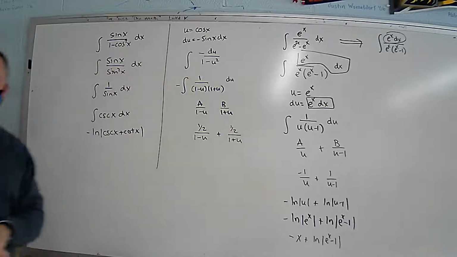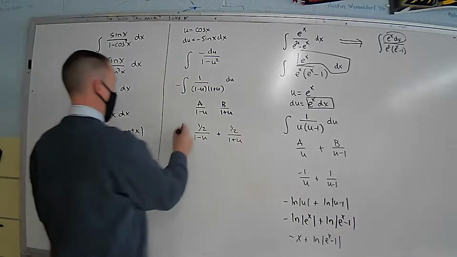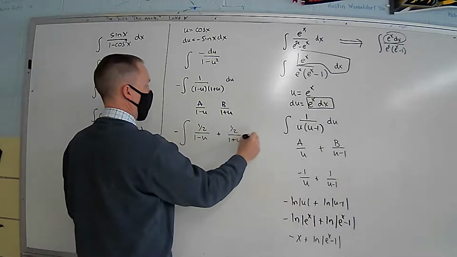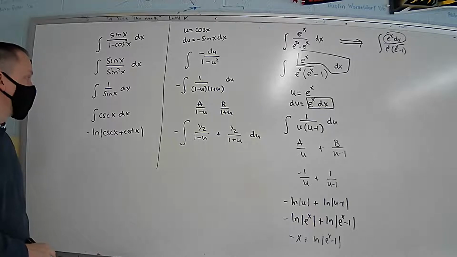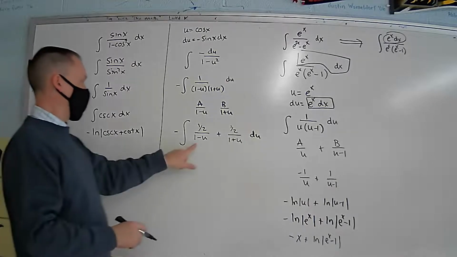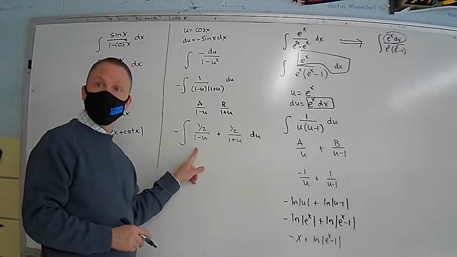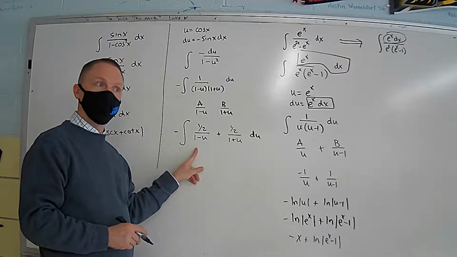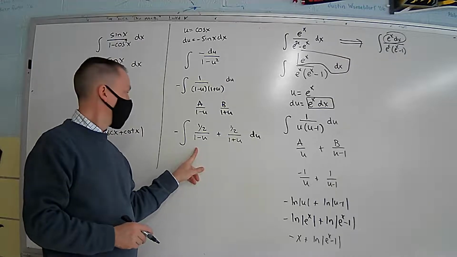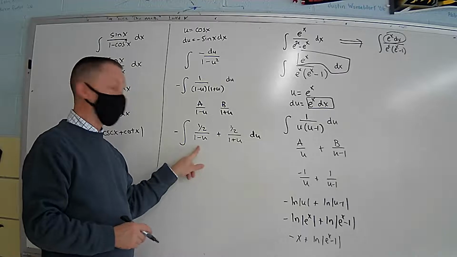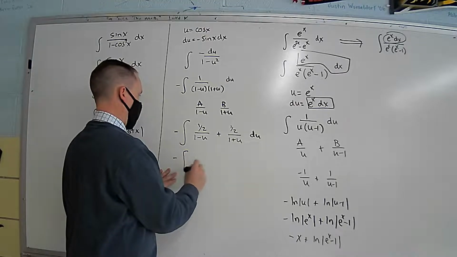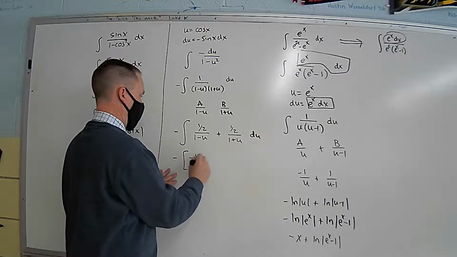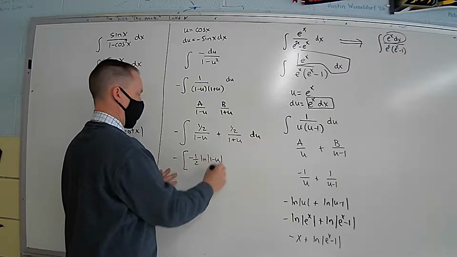Do I agree with that? Okay, so now we anti-differentiate this. But remember we've got to negate this. So whatever we get, we're going to negate. So what's the antiderivative of this first term? Be careful. The antiderivative of the first term is negative 1/2 natural log of 1 minus u.